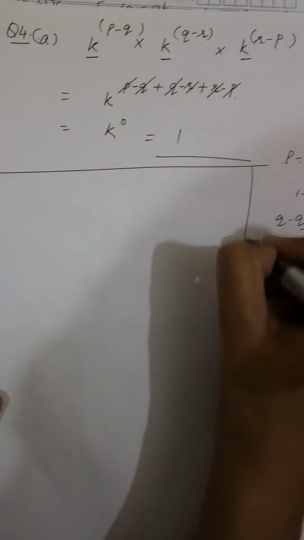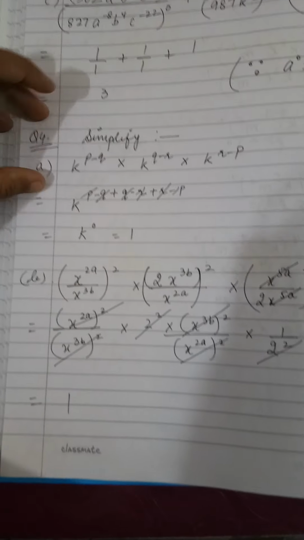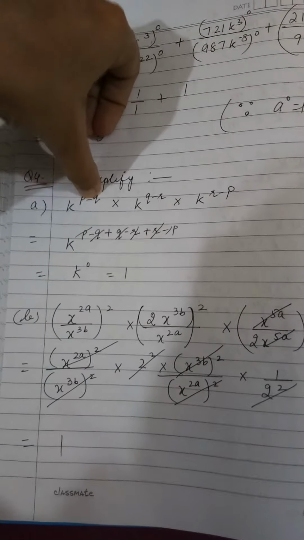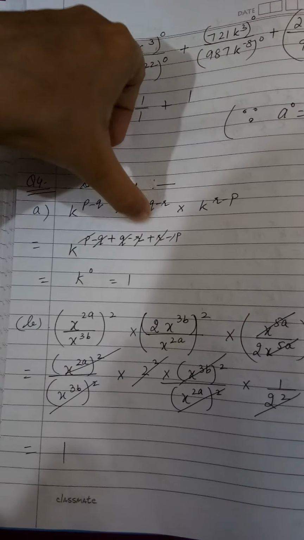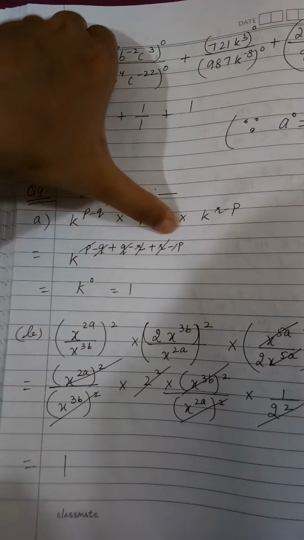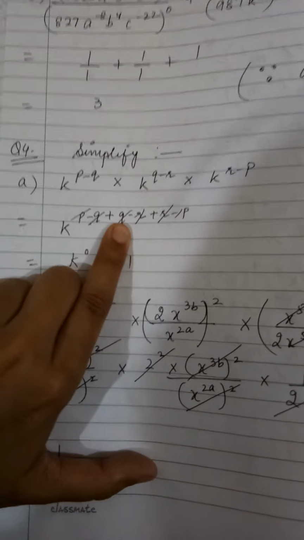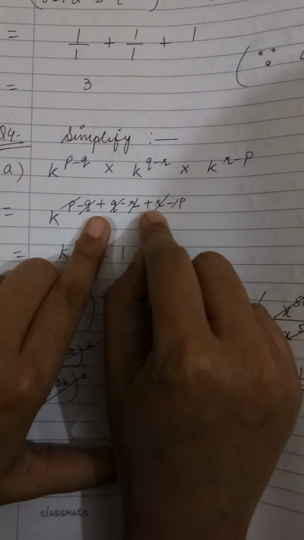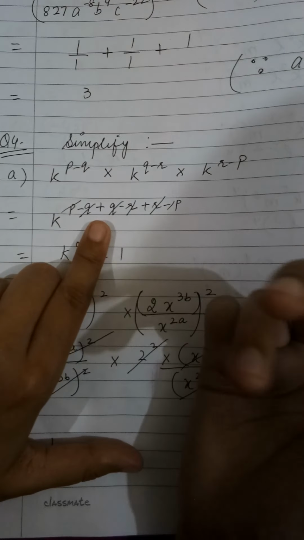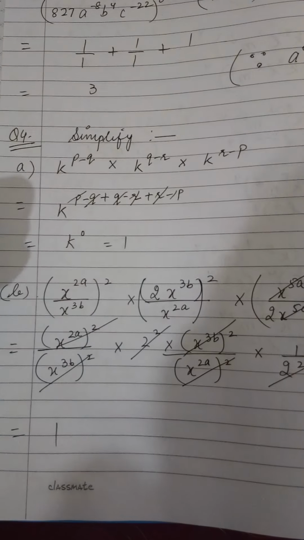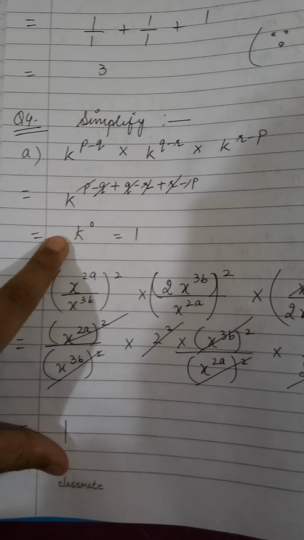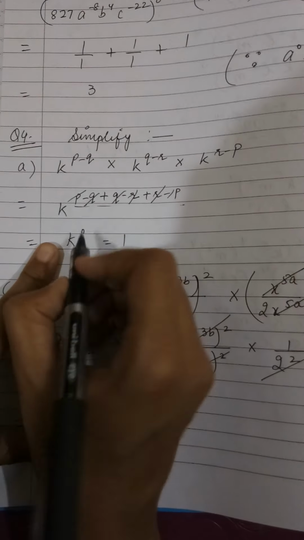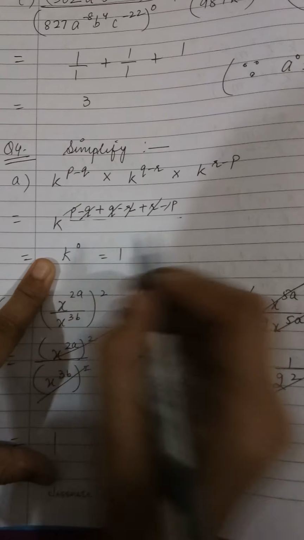Now let's move to the B part. You can see the solution of the first part here. What we have done is, the base is the same, so we add the powers: p minus q plus q minus r plus r minus p. Then q and q cancelled, r and r cancelled, because the same numbers are there with opposite signs, so you can cancel them. It will give you 0, right? Then p minus p will give you 0 only. The base was k, it will remain k, but all these powers got cancelled with each other, and the answer came out 0. So k to the power 0 will give me 1.